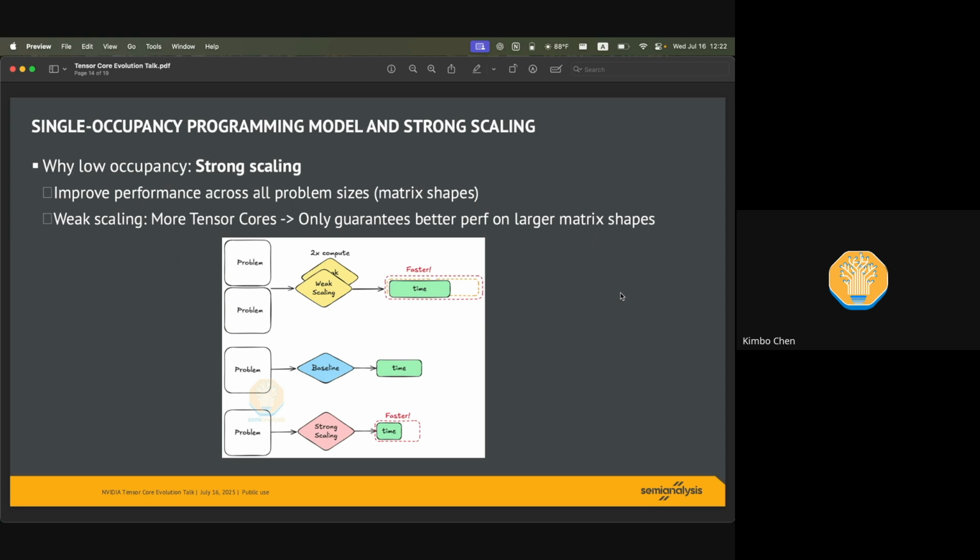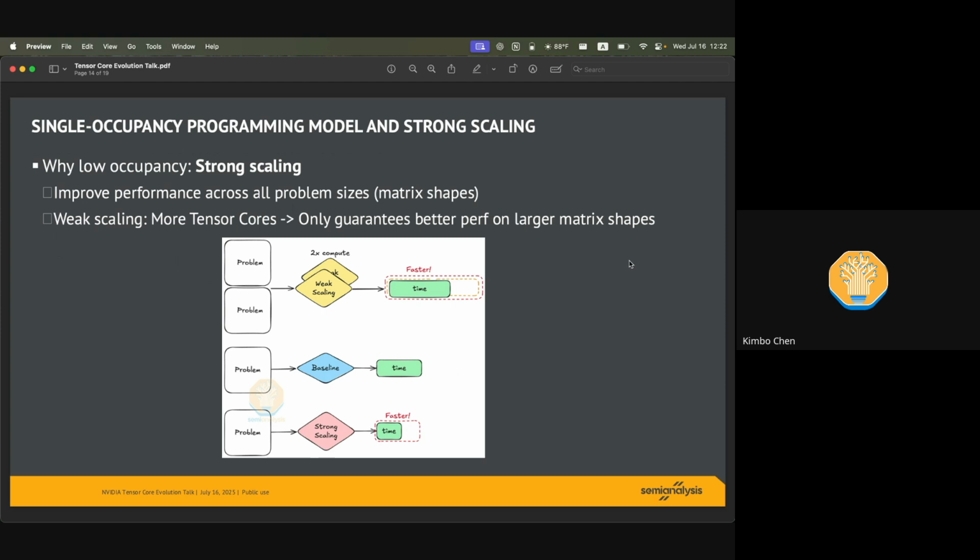So why did NVIDIA try to change to low occupancy and single occupancy? The reason is NVIDIA wants to strong scale matrix multiplication. Strong scaling and the opposite, weak scaling, have definitions. Please refer to the blog post or search up what they mean.